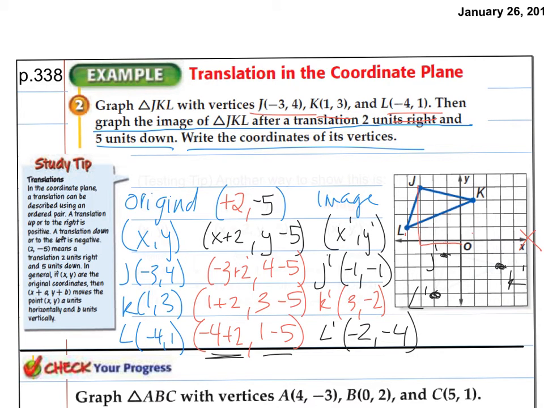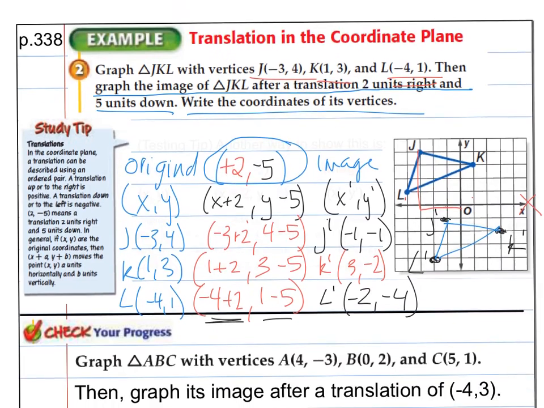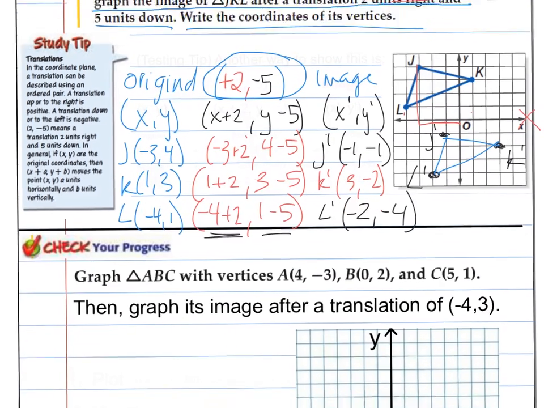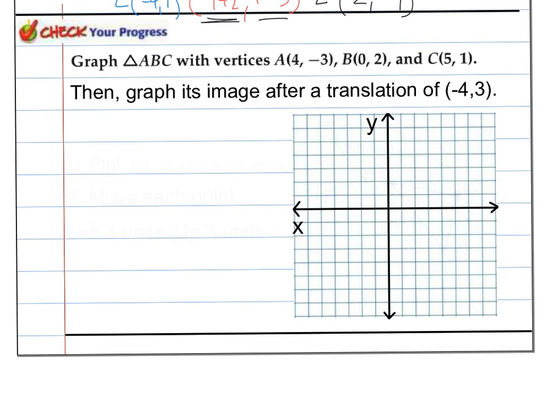So I'm going -2, -4. So then I would just again connect those, and noticing that they have the exact same congruent image, but translated a little bit down and to the right, just like this suggests, to the right 2 and down 5 for each pair of ordered pairs. So why don't you give this a try?